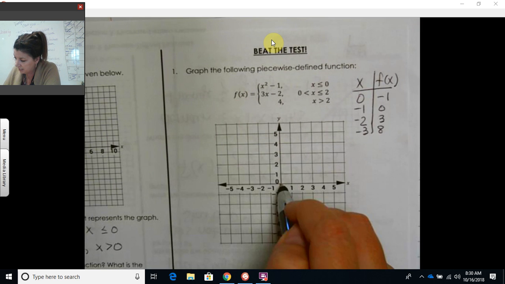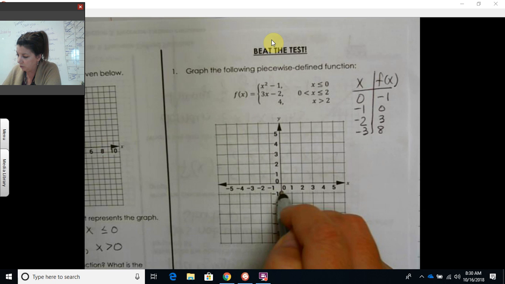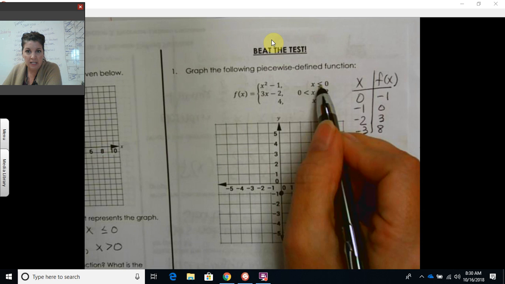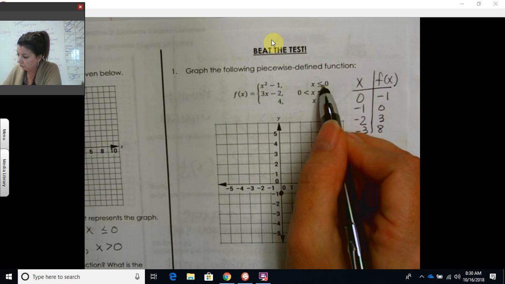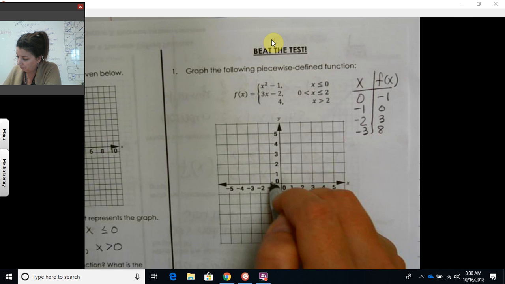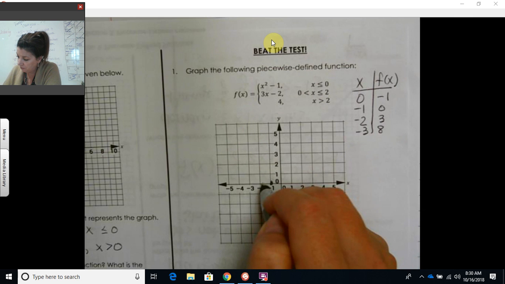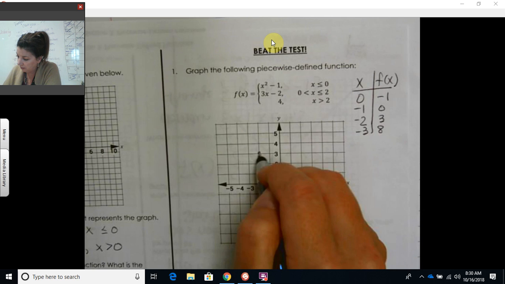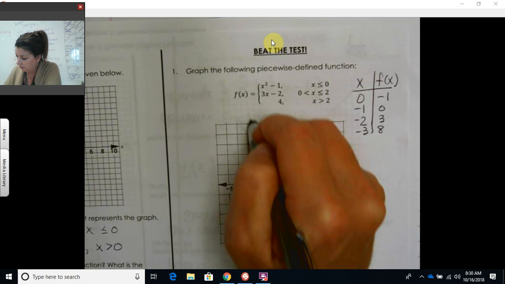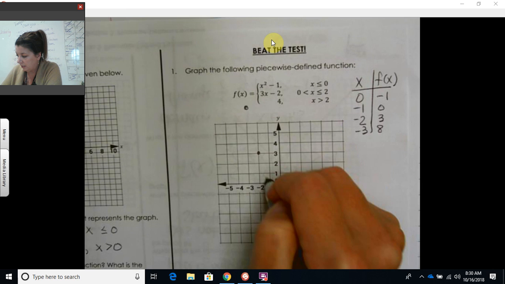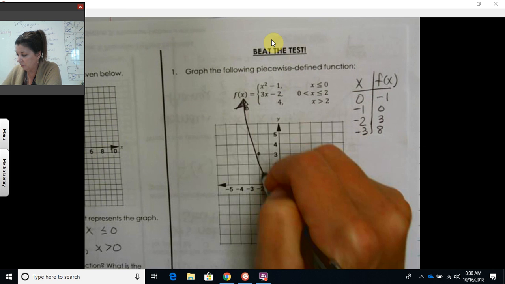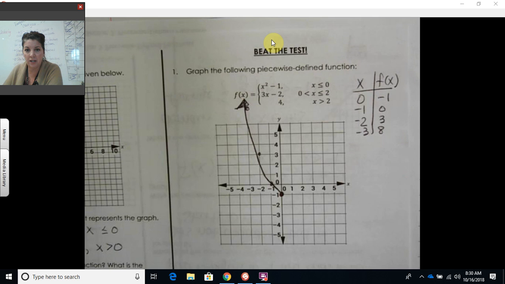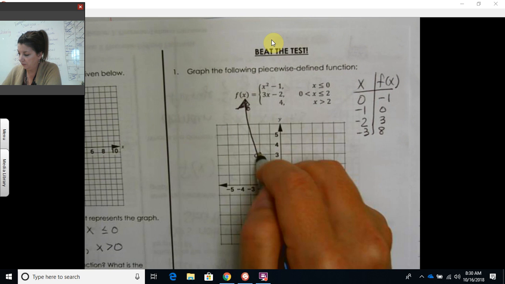When x is 0, y is -1, and that is a closed circle because my domain includes 0. When x is -1, y is 0. When x is -2, y is 3. When x is -3, y is 8. And that is curved. It's quadratic. It's a curved function. It's not straight. Mine's a little off. Make my little point bigger.